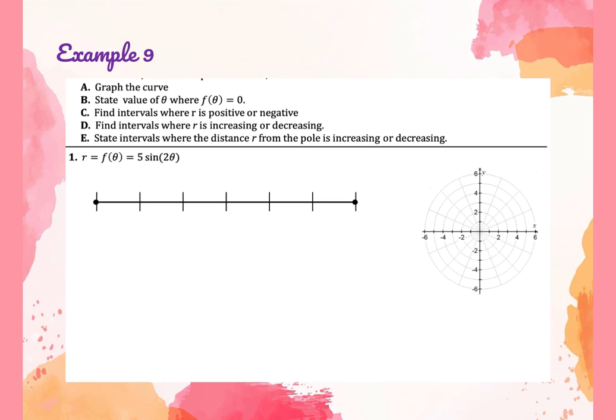This last example goes all the way through from graphing the curve, stating where it's 0, finding the intervals where it's positive and negative, and then increasing and decreasing, and then talks about the distance from the pole. So A says graph the curve. So we're going to graph this.